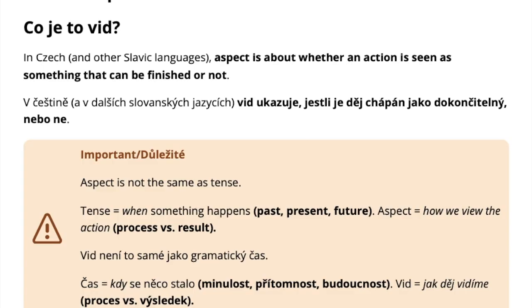So, if we summarize it, aspect is about whether an action is seen as something that can be finished or cannot be finished. Takže shrňme si to.